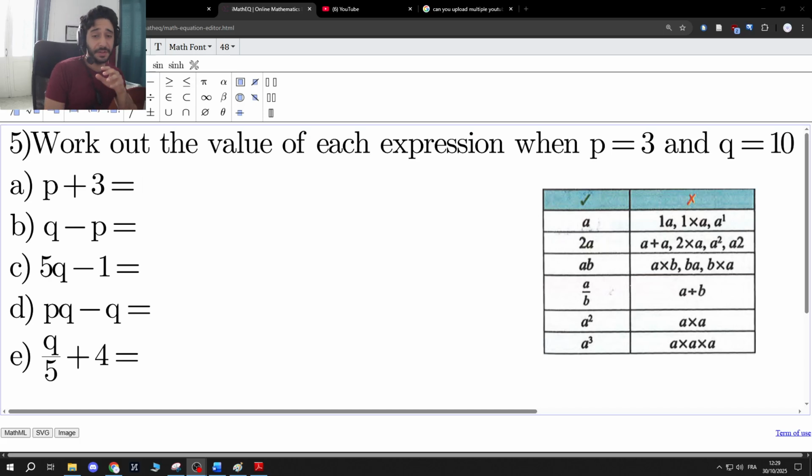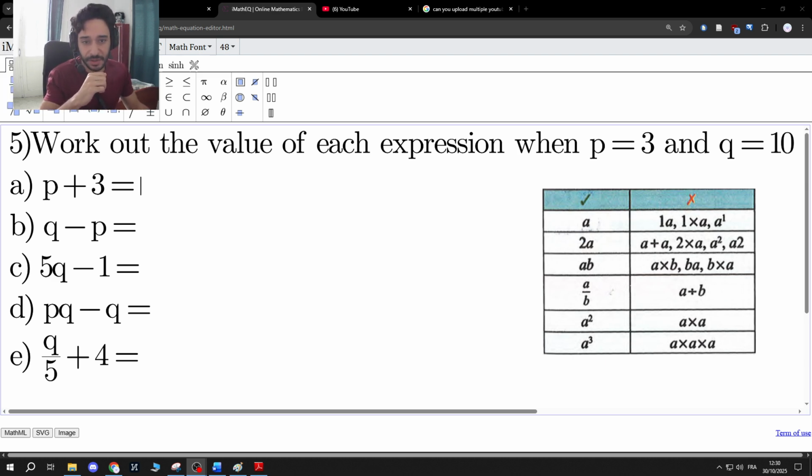Now, question 5 covers another skill that we've seen in class, and I'm going to remind you of it. And this skill is substitution. We're basically going to replace a variable with a number that they give us. And this is actually pretty simple to do once you get the hang of it. But before we do that, let's just have a look at this table right here.